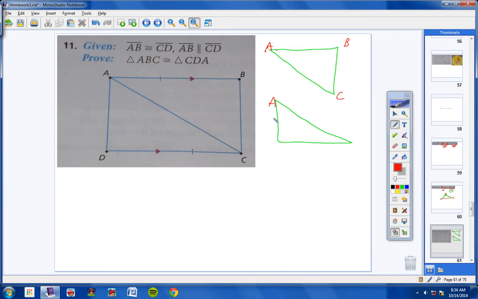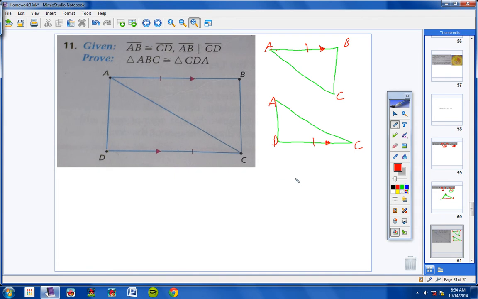and ADC. Okay, now it looks like they've already picked up the given. They've put it on the diagram for us. AB is congruent to CD, and AB right here is parallel to DC. Okay, they want us to prove these two triangles are congruent.